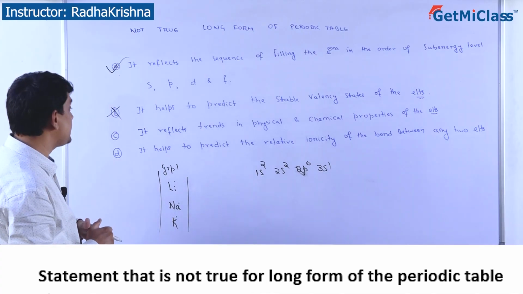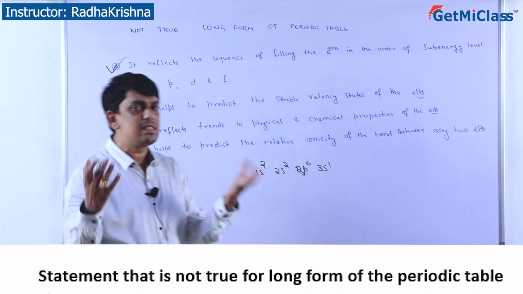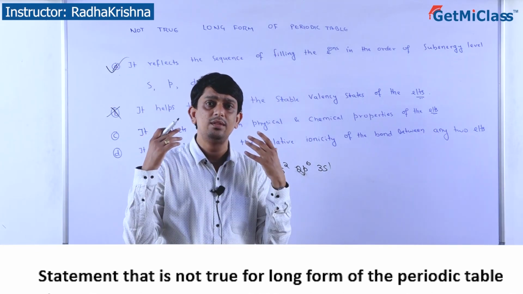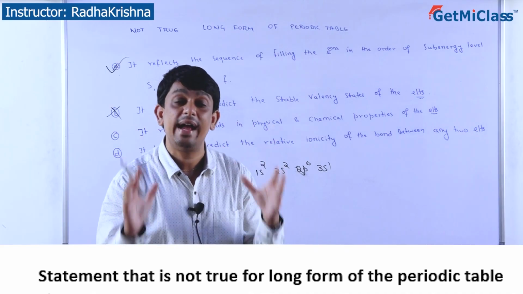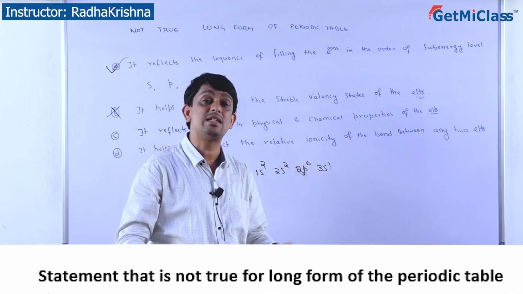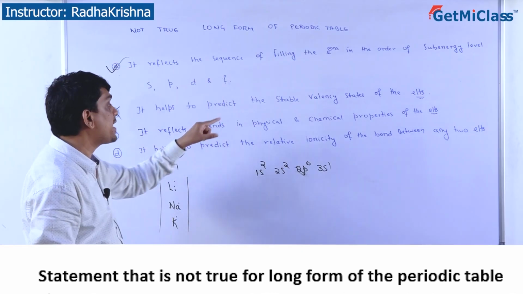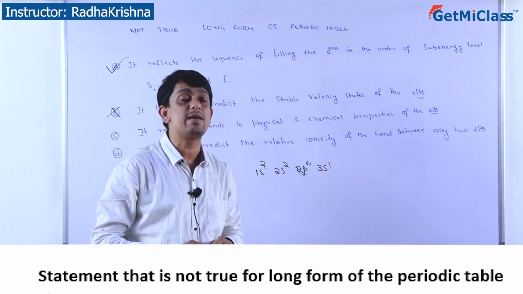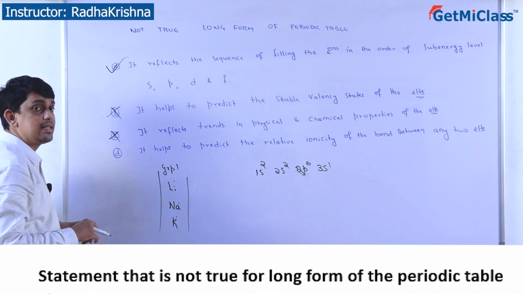Look at what is given at C. It reflects the trend in physical and chemical properties of elements. Yes, we know the definition of the modern periodic law. It states that the physical and chemical properties of the elements are a periodic function of their atomic number. Yes, it reflects trends in the physical and chemical properties of the elements. The right statement is the wrong answer.